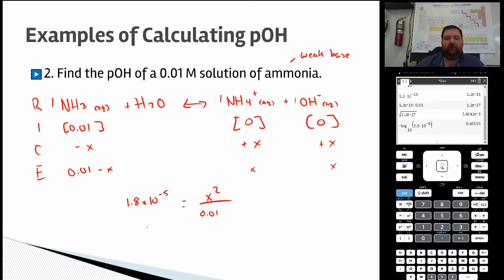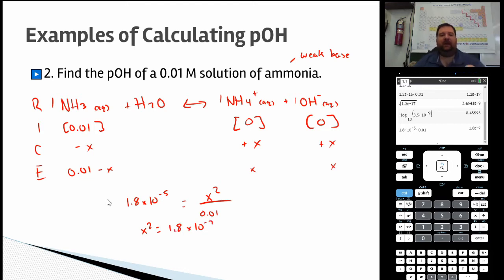At this point, we can multiply by 0.01. So x squared is going to be equal to this 1.8 times 10 to the negative 5 multiplied by 0.01. And that's 1.8 times 10 to the negative 7. What do we do now? We take the square root of it to isolate x. So the square root of that number is 4.24 times 10 to the negative 4. So x is equal to 4.24 times 10 to the negative 4.